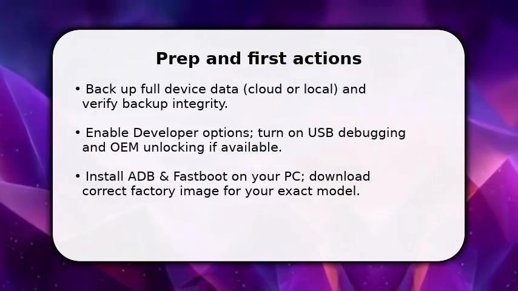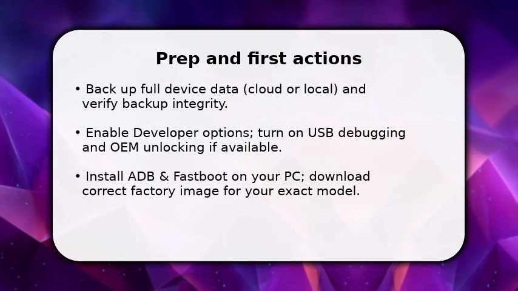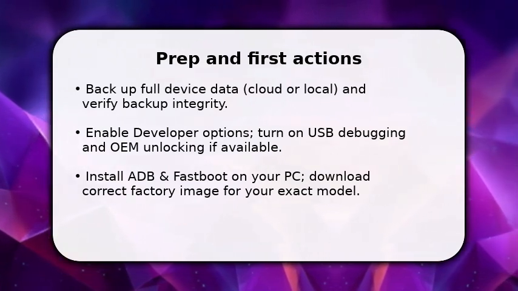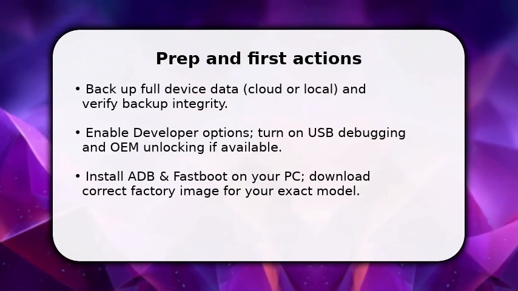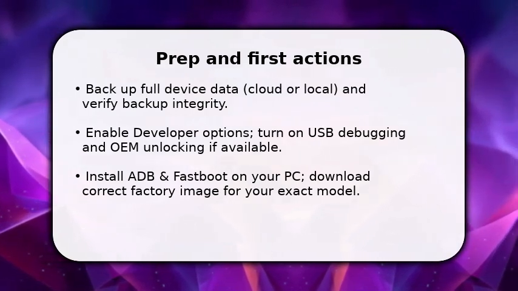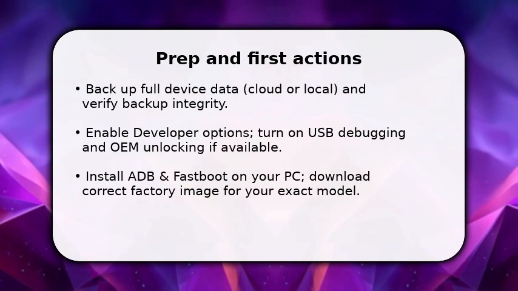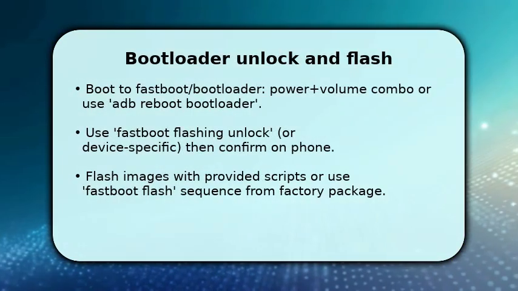Download the official factory image that matches your exact model and carrier variant. Mismatches can brick the phone. Verify the image checksum so you know the file is intact before continuing. You now unlock the bootloader and prepare to flash the older build.